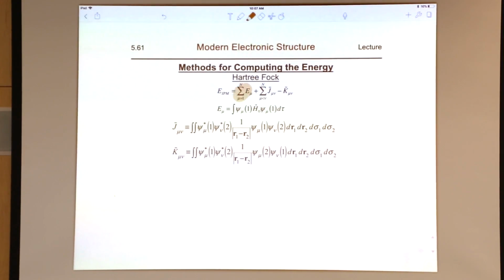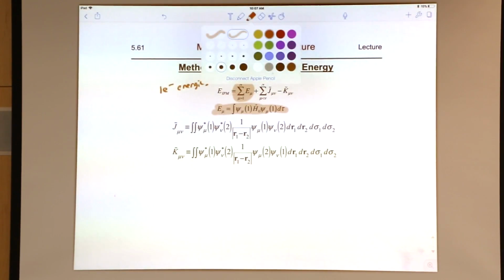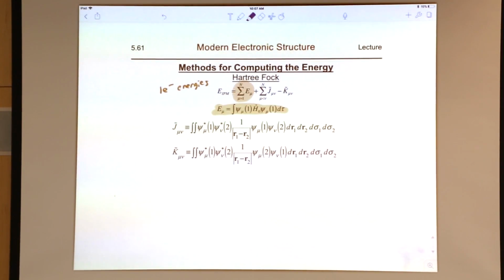I would say that there's a piece here, which is the energy of each electron by itself. So these are one-electron energies. For every electron in my system, if I have n electrons, I add up the energies of each of those electrons. But because my Hamiltonian has electron-electron repulsion terms, I end up with some additional contributions that can't be assigned to just one electron or another electron. And those terms are here in this sum.